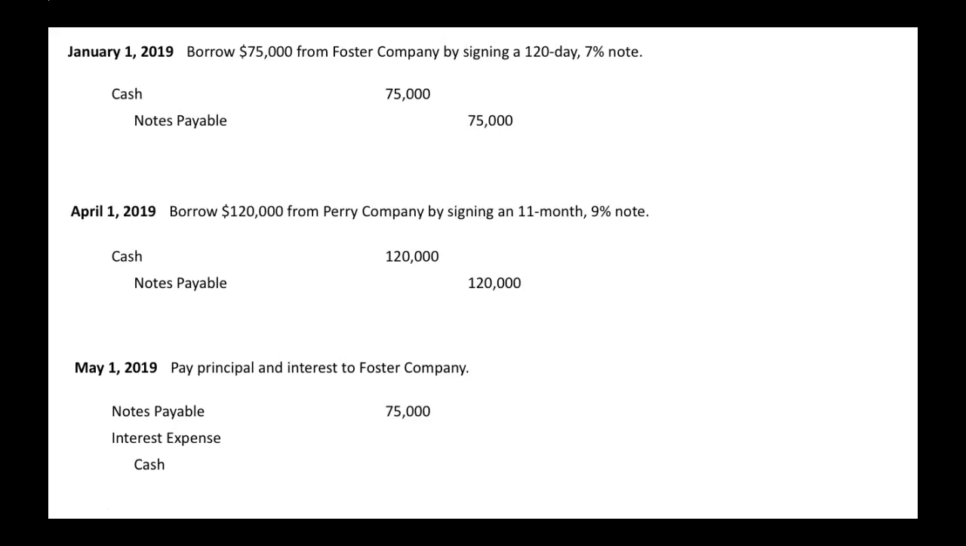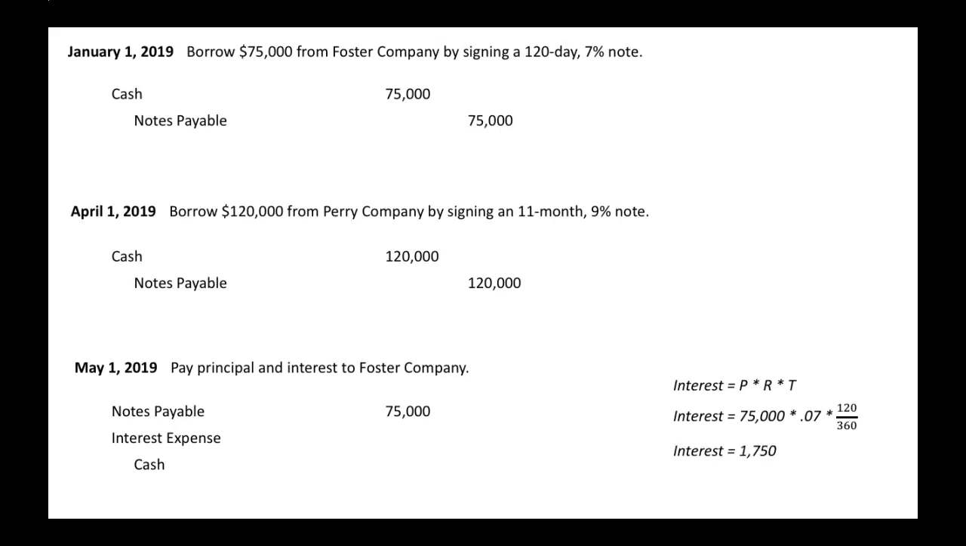So now how about the numbers? Well, notes payable, that's just the face value of that note, right? The $75,000. Interest expense, we'll calculate by taking our principal times our rate times time. So our principal, $75,000, interest rate 7% or 0.07, and time, you'll notice it's 120 over 360. So whenever you're given time in terms of days, like we are here, we take our number of days out of 360.